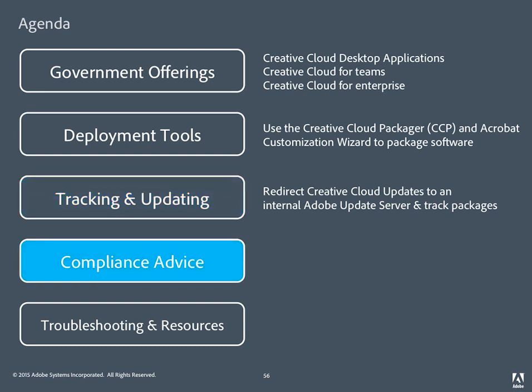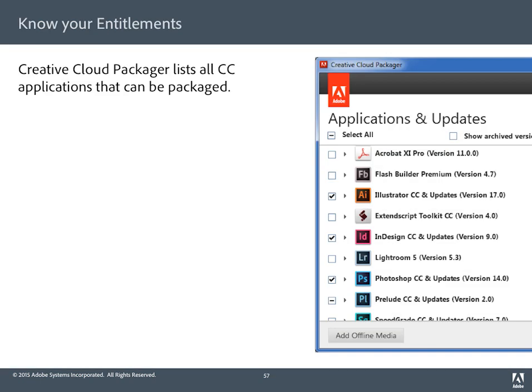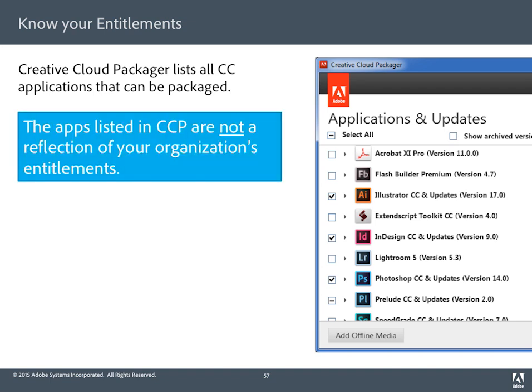Let's now look at methods for ensuring software compliance and maintaining accurate license counts. When we discussed the Creative Cloud Packager earlier, you might have noticed that all of the applications were listed there. The CC Packager is just a packaging tool. It is not a reflection of your organization's software entitlements. Your IT organization can track the deployment of your CC entitlements through the use of SWID tags.